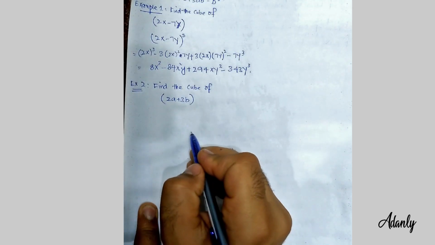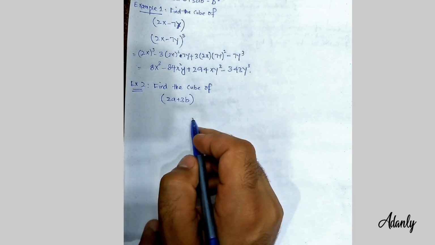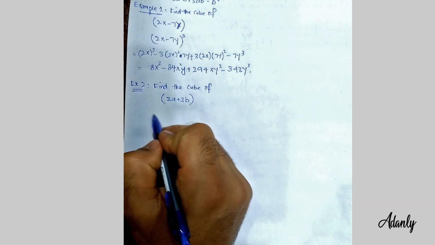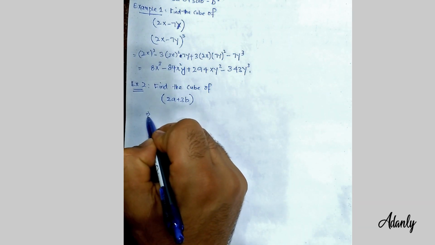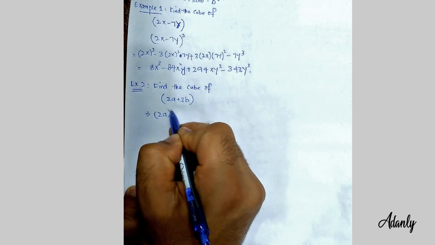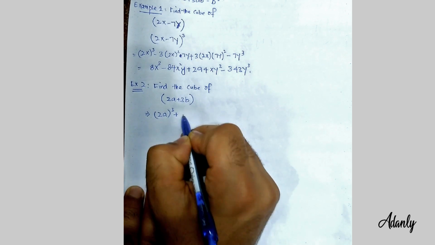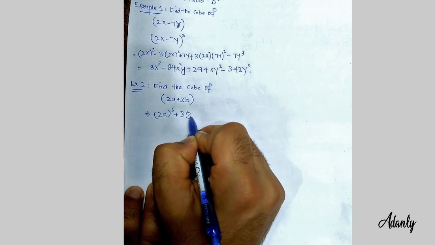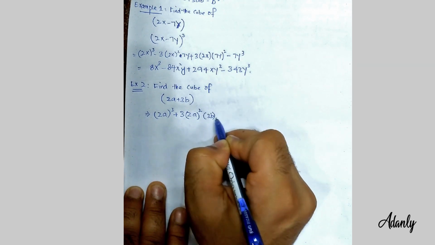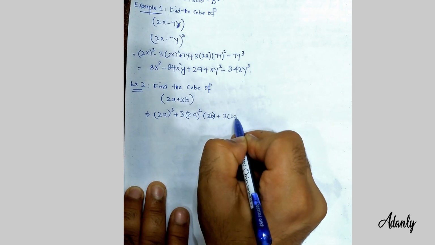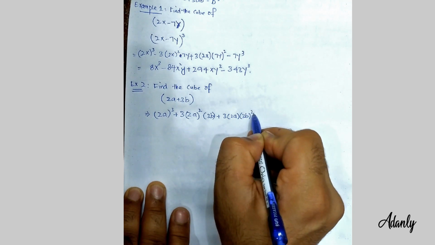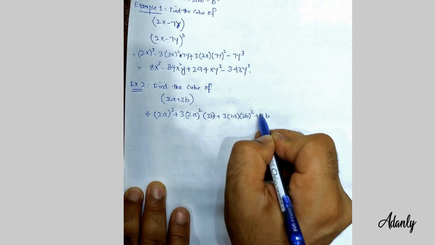Now let's solve another example, that is (2a plus 3b) cube. So if we compare it with formula number 1, we can evaluate it like this: equals (2a) cube plus 3 into (2a) whole square into 3b plus 3 into 2a into (3b) square plus (3b) cube.